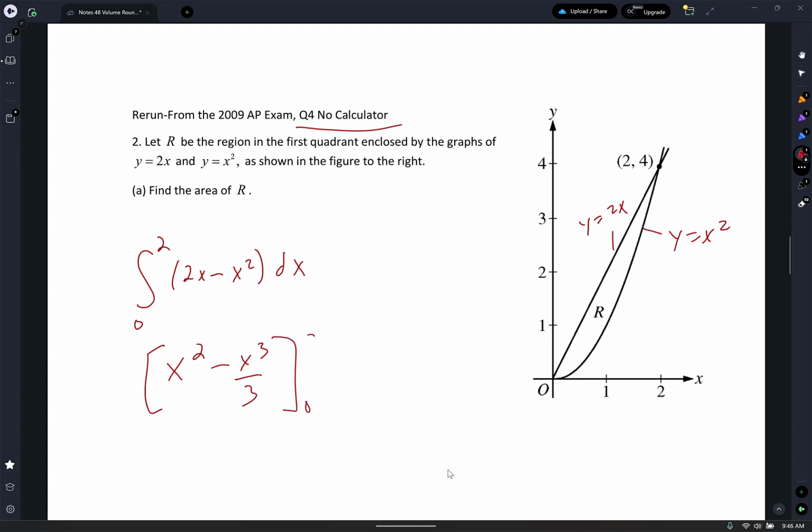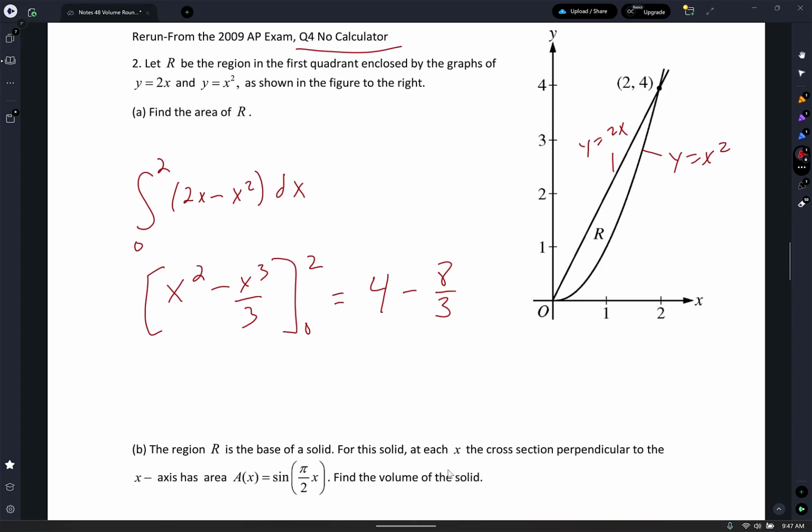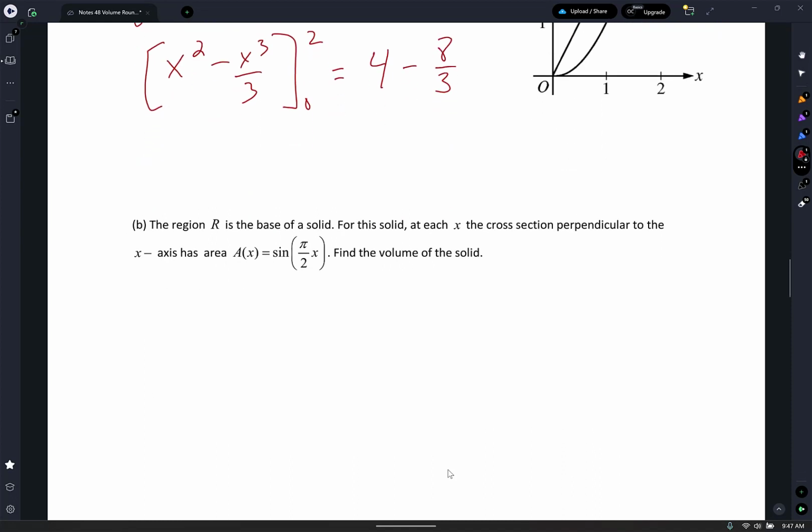From 0 to 2. Good thing that the 0 is going to zero out everything, so I just have to worry about the 2. So 2 squared is 4, minus 2 cubed is 8. Can you leave it like that? 4 minus 8 over 3? Yes, you can. If you are prone to math accidents, leave it alone. I encourage you to keep going, but a lot of the errors that I've had are algebra errors. So if I have enough time, all right, next one, guys.